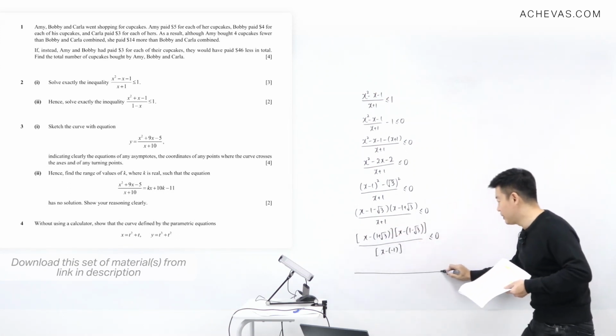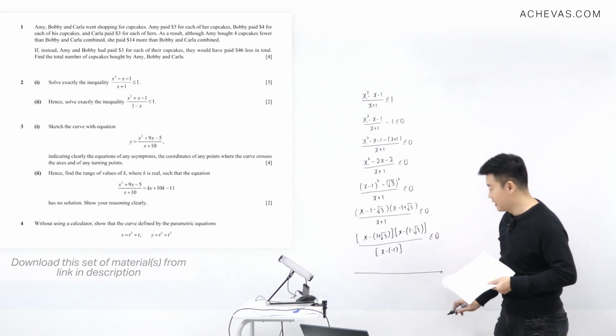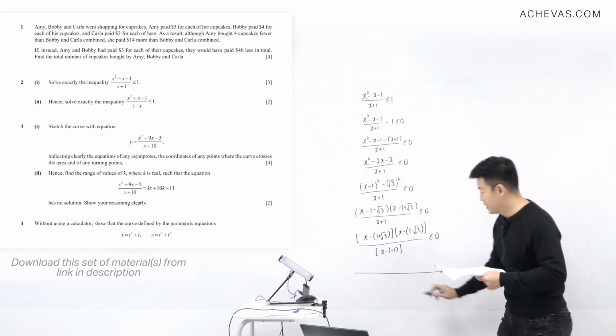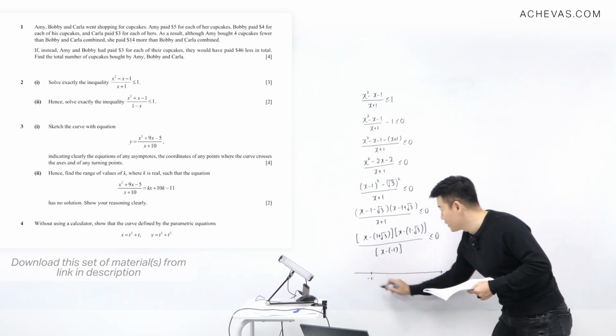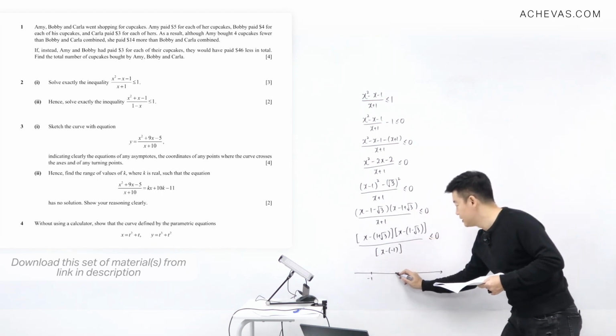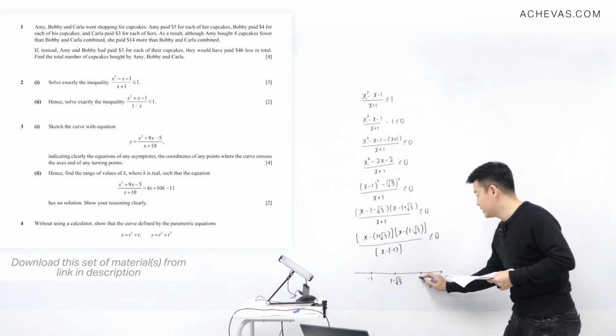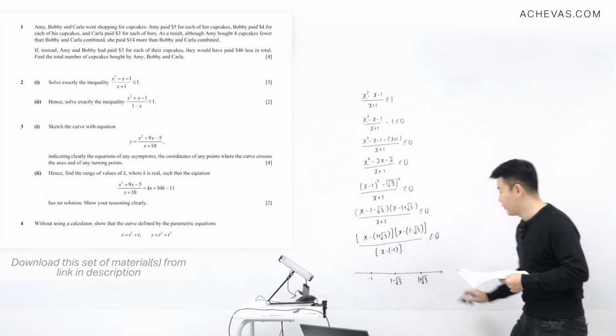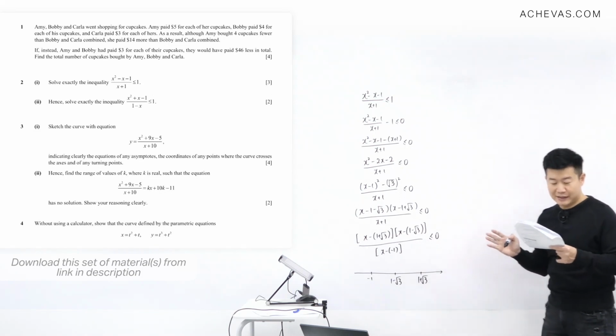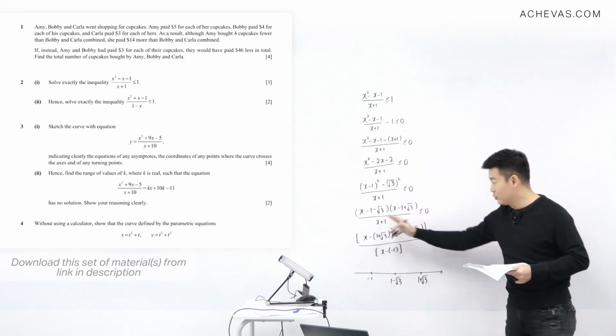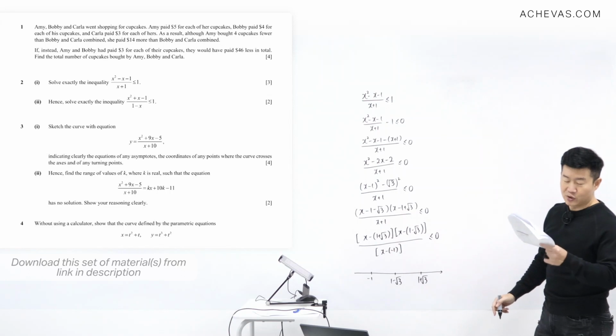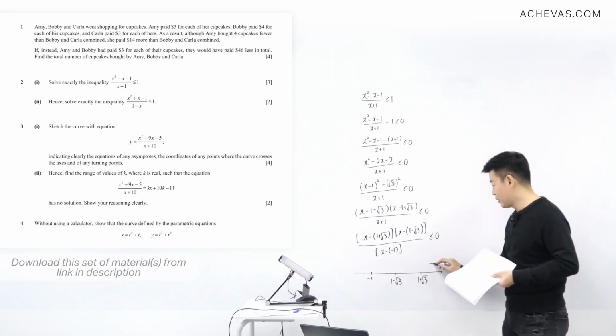Then I can draw my number line with 3 numbers. The smallest number would be -1. Then after that, it will follow by 1 minus square root of 3. Then after that, the largest number, 1 plus square root of 3. If I were to substitute a number that is bigger than 1 plus square root of 3 into this entire expression, the number should give me a positive number. I'm going to write positive here.